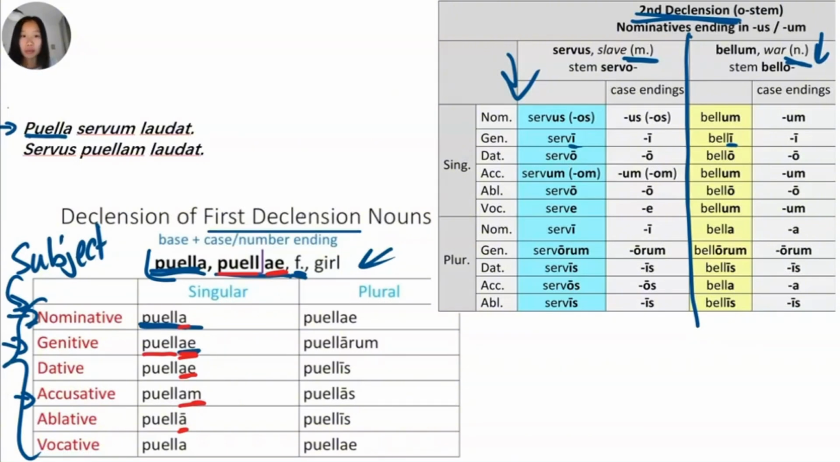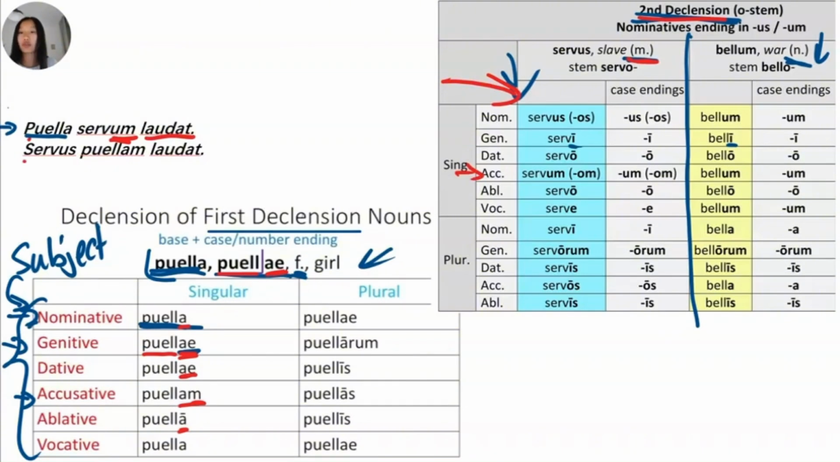And servum, as you can see here, belongs to the second declension masculine, and the um, from the um, you can see that it is accusative. Now, accusative is very easy to understand. It is just the object of a sentence, right? So here, the girl praises, laudat is praises, the servant, or the slave, as you would translate it.